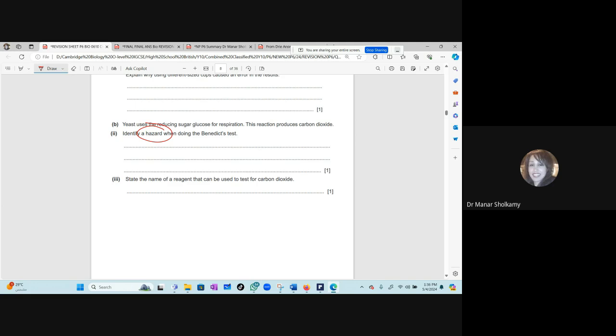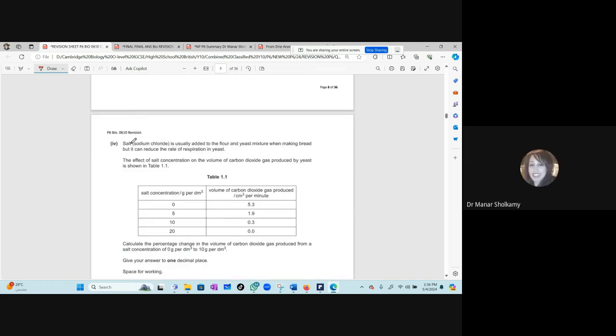A safety precaution means what will you do to protect yourself. A hazard means what is dangerous. Now, what is dangerous in using Benedict's? Direct heat. Yes, there is hot water involved. The Benedict's itself can irritate your skin. Yes, you're correct. State the name of a reagent that can be used to test for carbon dioxide. Now, this is so easy. Lime water. Of course, lime water.